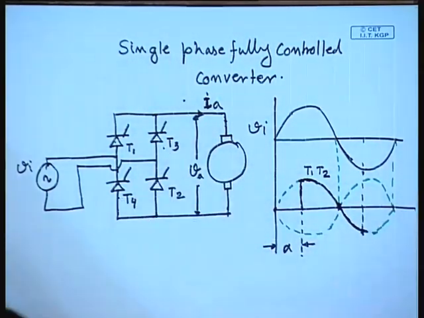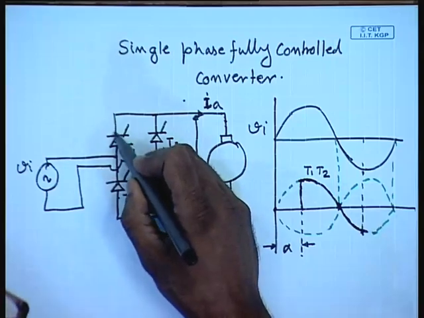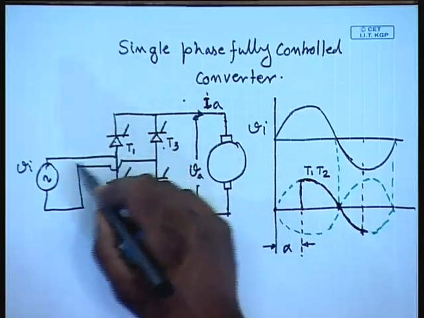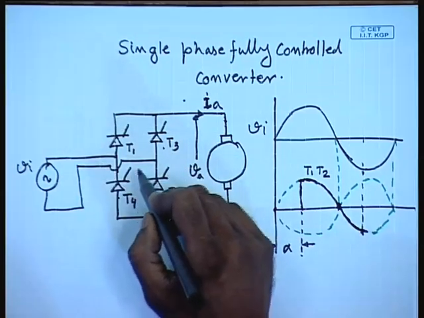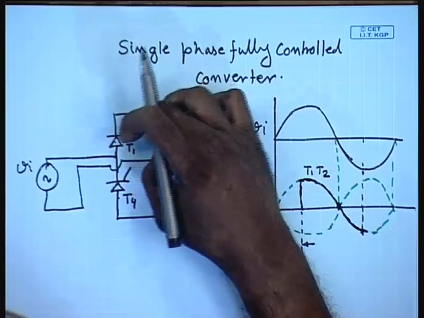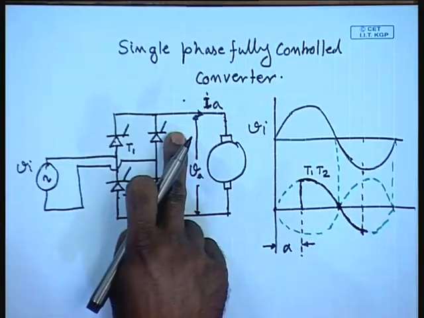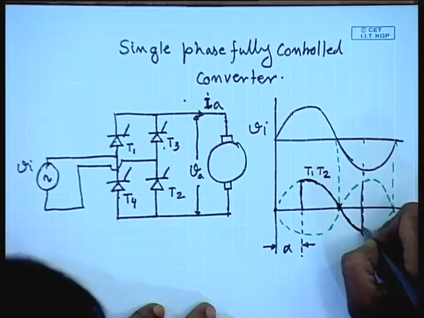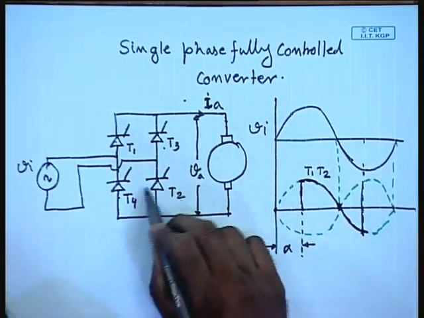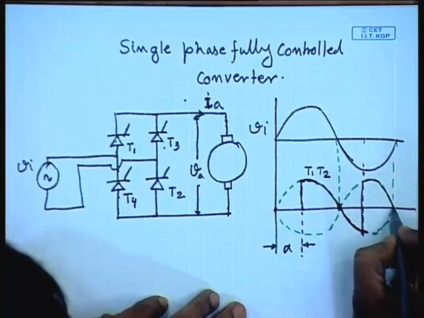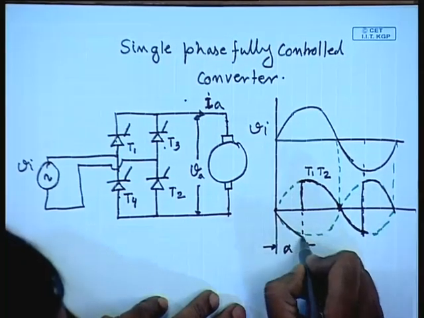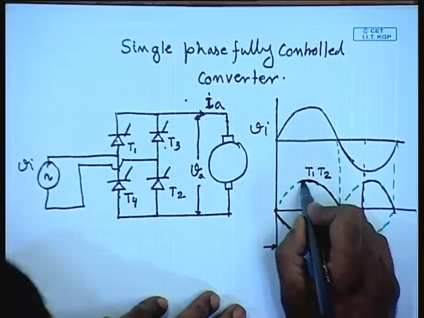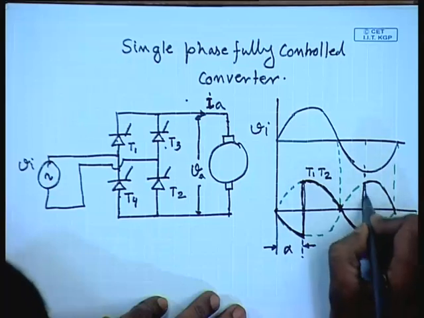When T3 and T4 are gated, what will happen? This T1, which was a normally on switch, when T3 is turned on, then a reverse voltage minus Vi will be applied across T1 and the current through it will transfer to T3, that way T1 will turn off. Hence, now the armature voltage will start following minus Vi. Same thing will happen here. So, the final armature voltage will look somewhat like this.